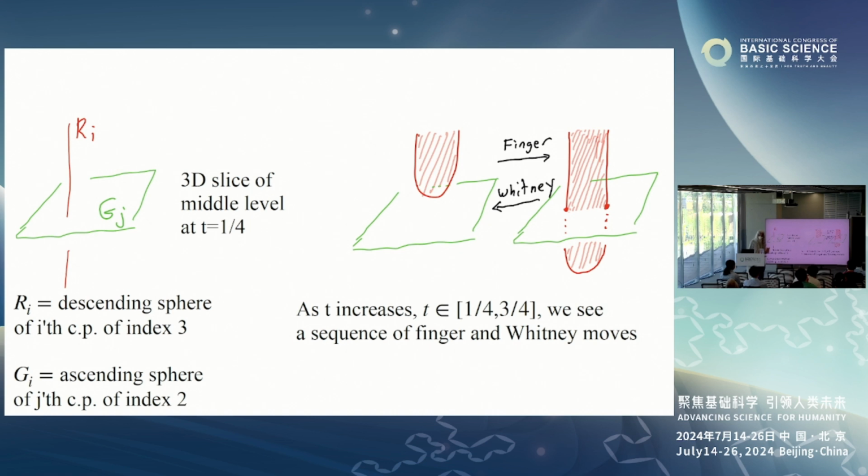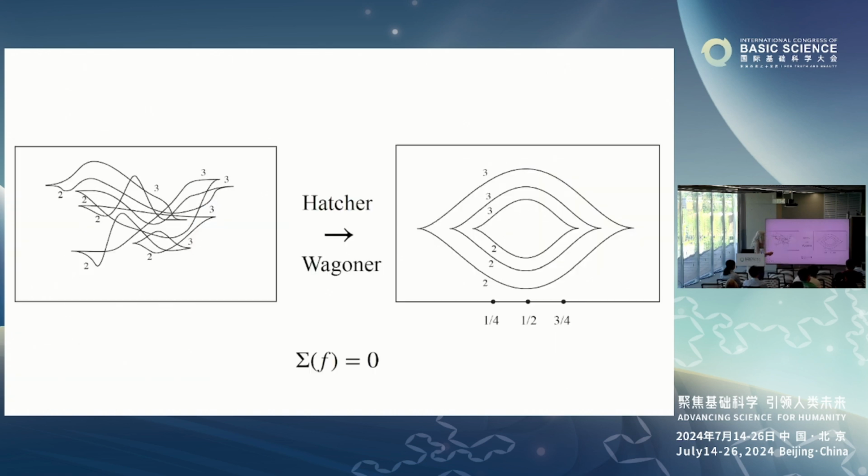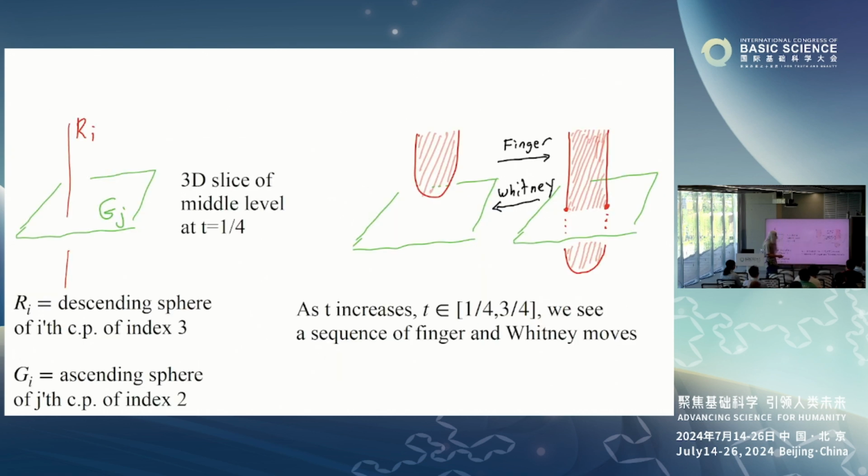Okay, now here's the interesting thing. As you shift from left to right, what happens is the gradient-like vector field is changing. And so now we change the gradient-like vector field.